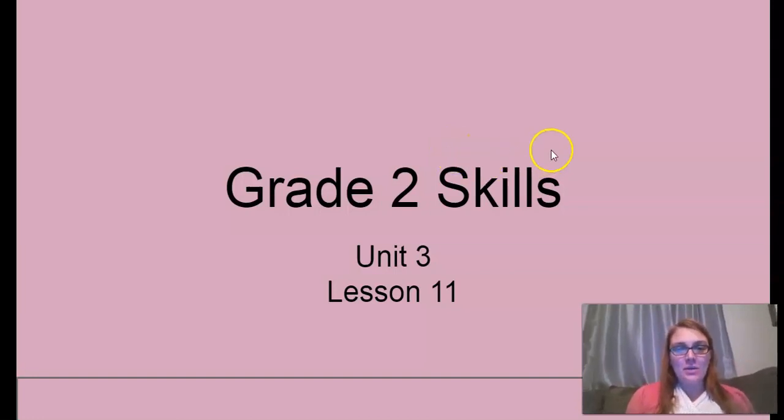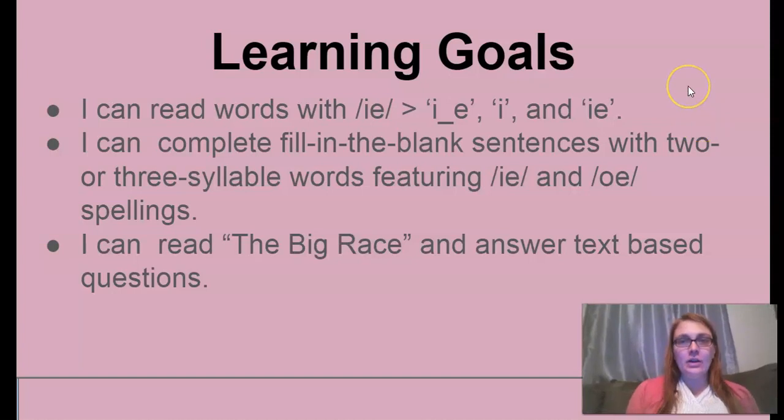We're working on Unit 3, Lesson 11. Our learning goals for today: reading words with the long I sound, spelled I-E, I, and I space E. Complete fill-in-the-blank sentences with 2 or 3 syllable words featuring the I and O sound spellings. And then reading the story The Big Race and answering text-based questions.